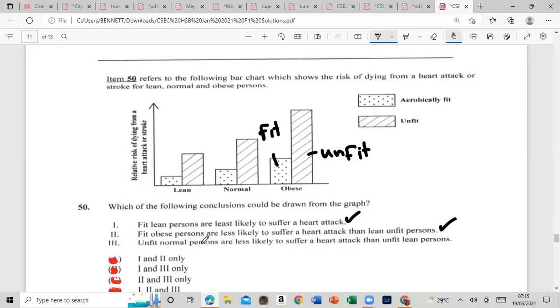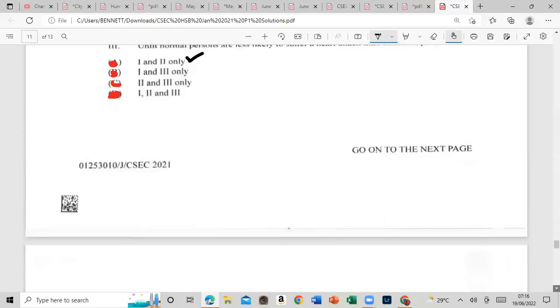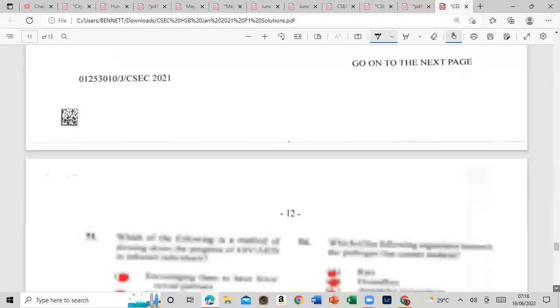Let's see what number 3 says. Unfit, normal person. So unfit, normal. See this, and these are unfit, right? Are less likely? No, they're more likely. The higher the bar, the more likely. So that rules it out. So 1 and 2. Alright, so let's go. One little error and bam, everything is wrong.